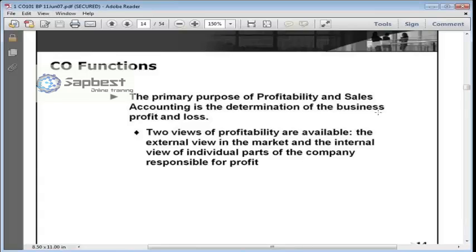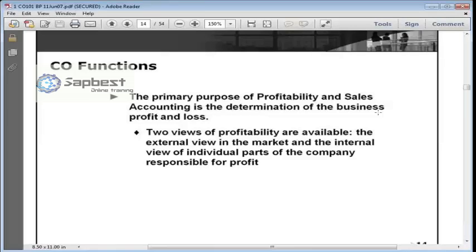You do have a P&L at the company code level, right? On the FI side, you can also do P&L at the segment level. You can also do P&L at the business area level. But on the FI side, you can't do business P&L by products. Only in the CO you can do the P&L by the products.